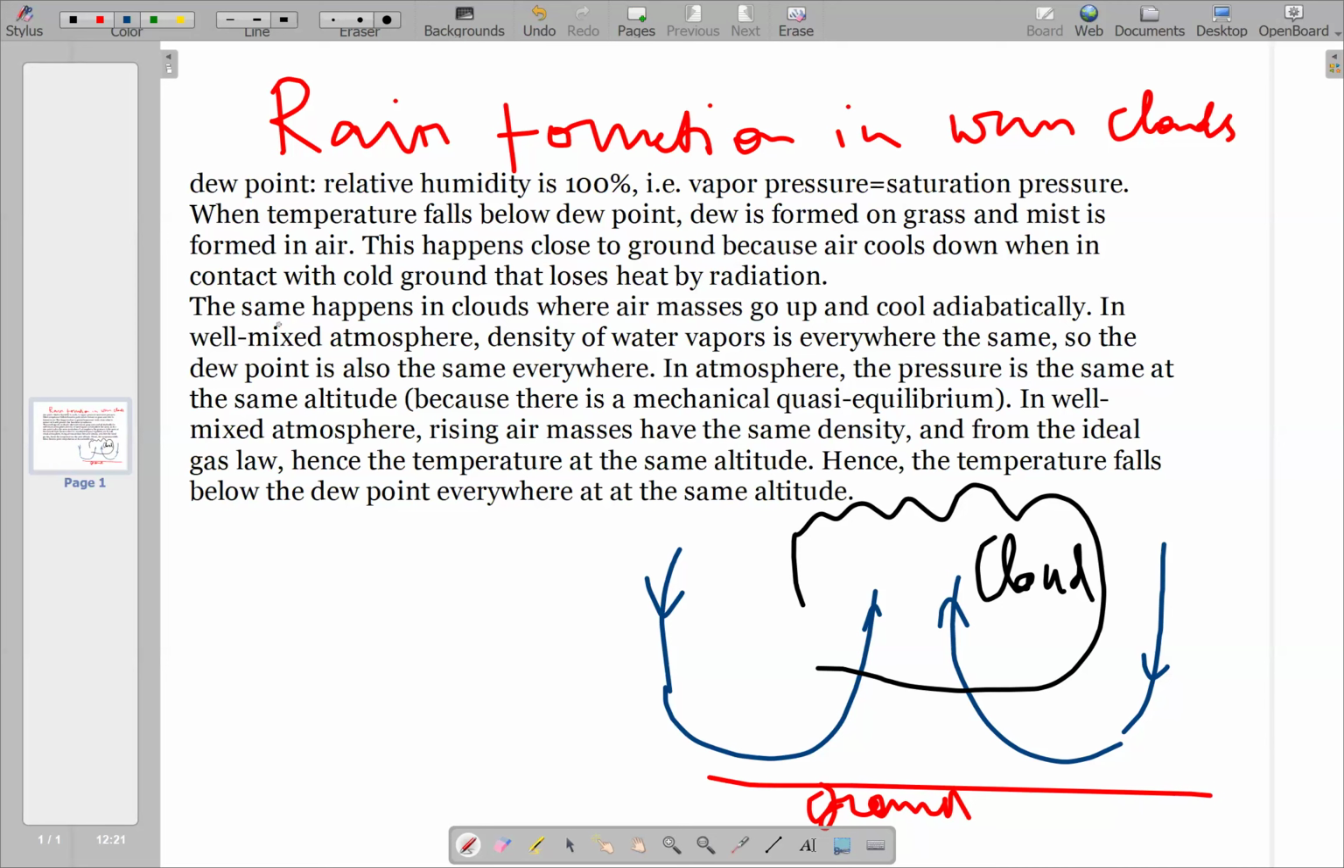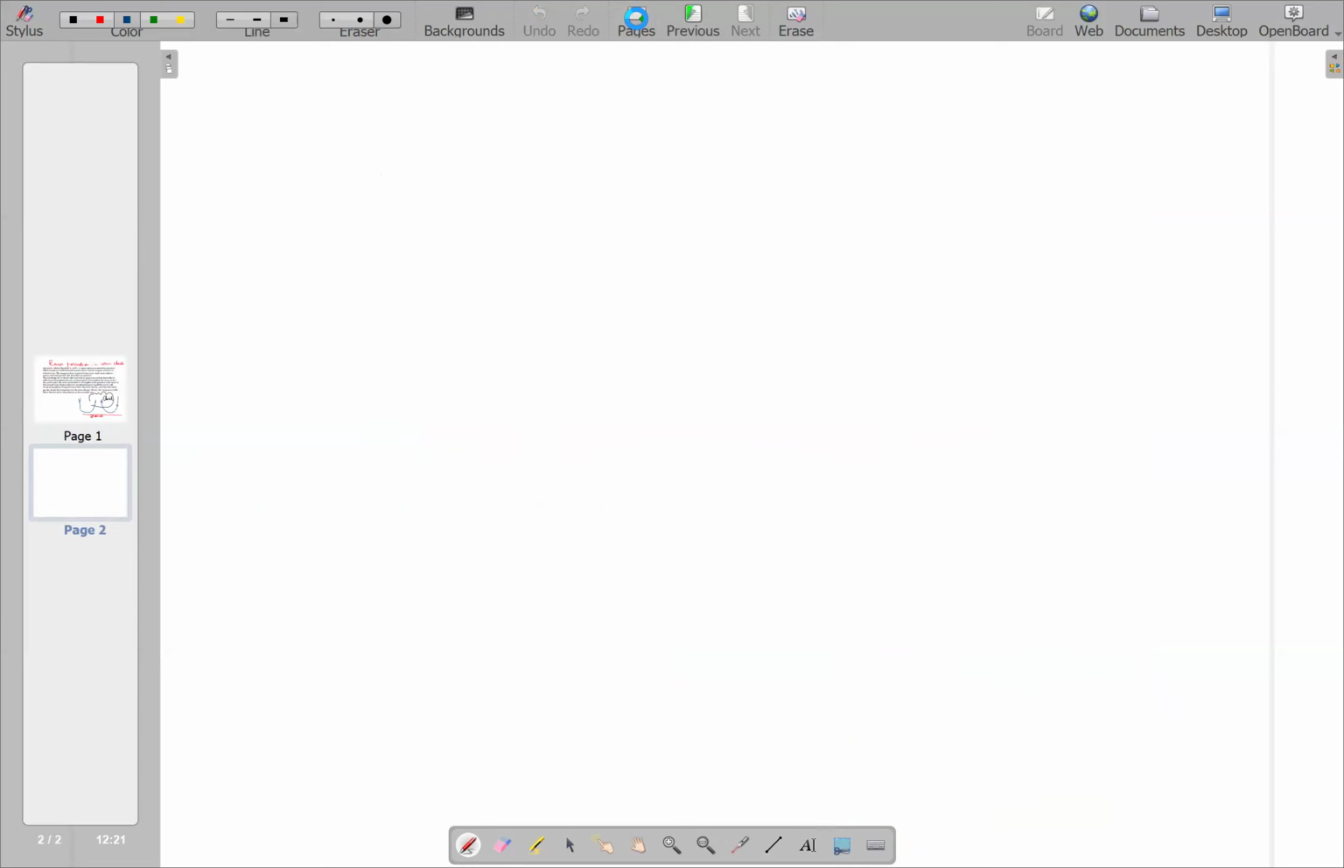And now let me take another screen. Not many screens today.